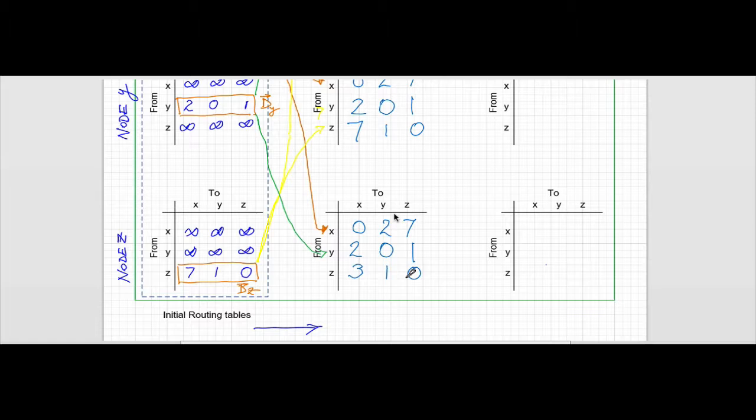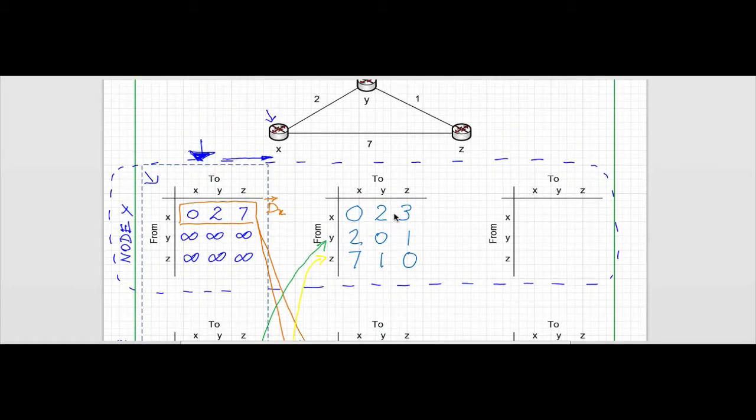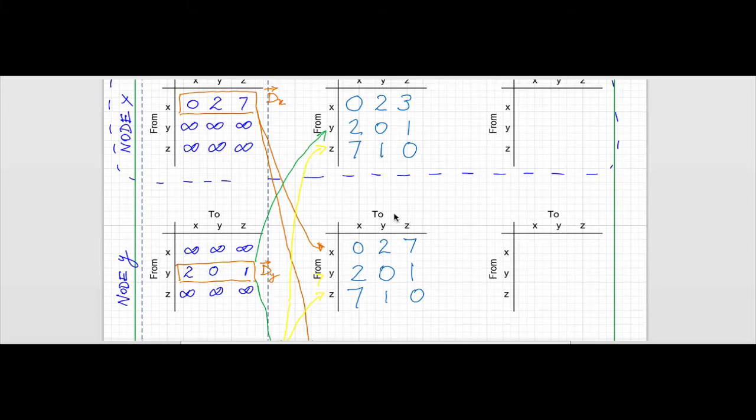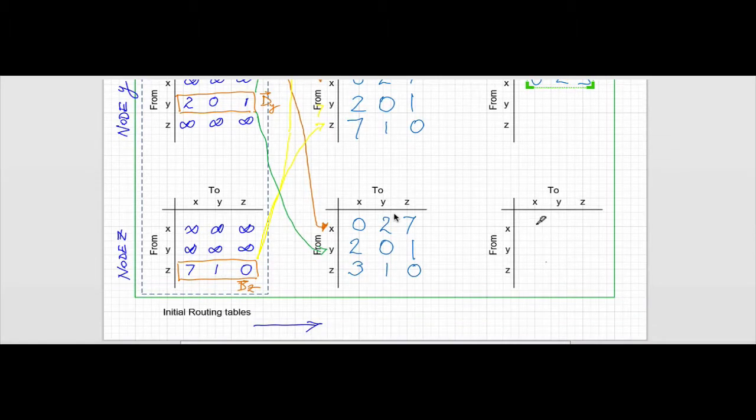And after that, they're going to exchange this one more time. So I'm not going to use the same colors again, or the same arrows again, excuse me. But we're going to say that X is going to send this to Y. So X is going to tell Y that it can reach this as 0, 2, 3, and it is also going to send this new 0, 2, 3 value to Z.